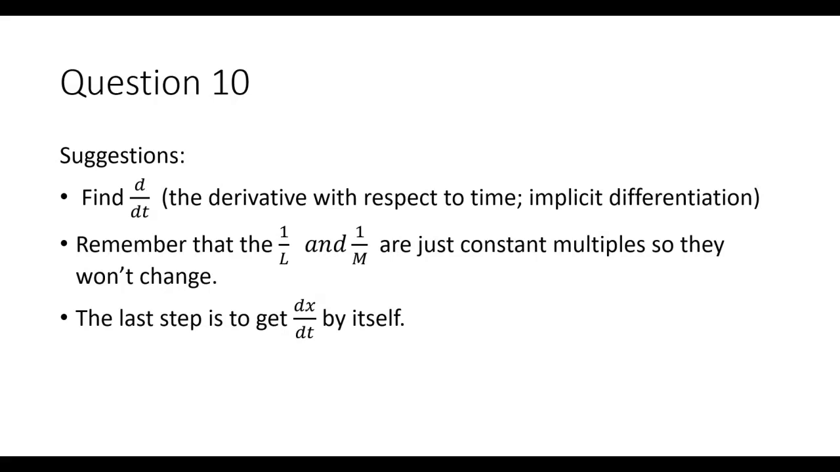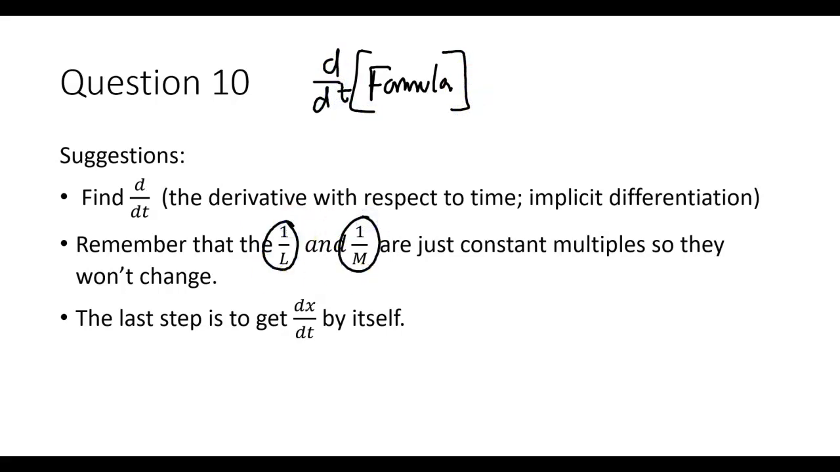Find d/dt. That is, find the derivative with respect to time. Do the implicit differentiation. So they give you some sort of formula, some sort of equation in this problem. And what I want you guys to do is take the derivative with respect to time. But in this problem, they're giving you a 1 over L and a 1 over M. Just remember, those are just numbers. So they don't actually change when you take the derivative. They just stay there. Okay?